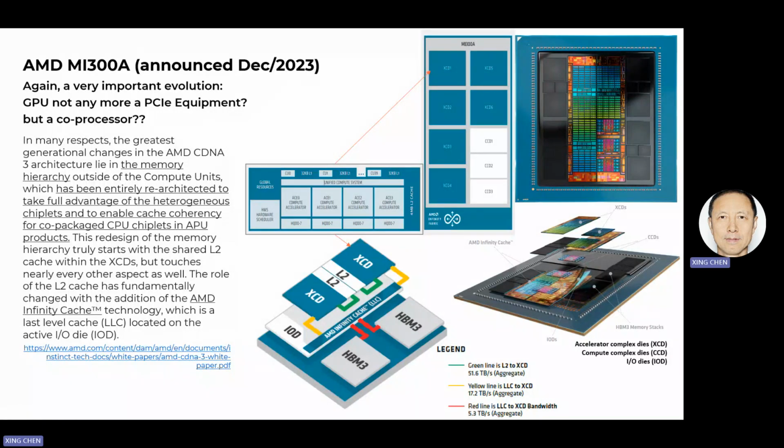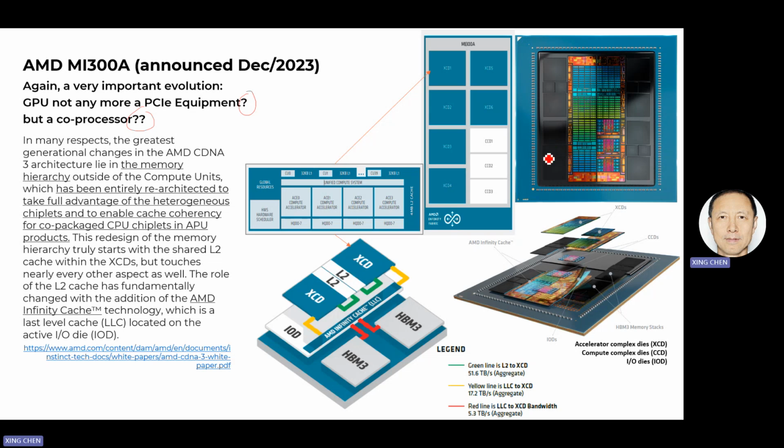Okay, we continue. In this part, we are going to have a look at the AMD MI300A, this APU product. This APU product was announced in December 2023. Again, there is a very important evolution. So I have the same question. Is the GPU not anymore a PCIe equipment? Is that a coprocessor to the CPU? These are the questions, because I have to put two question marks here. We are going to find out the answer.